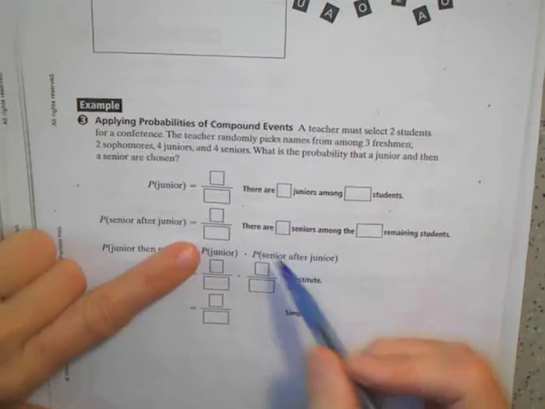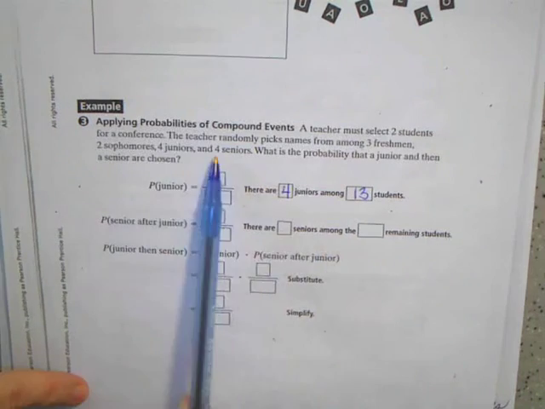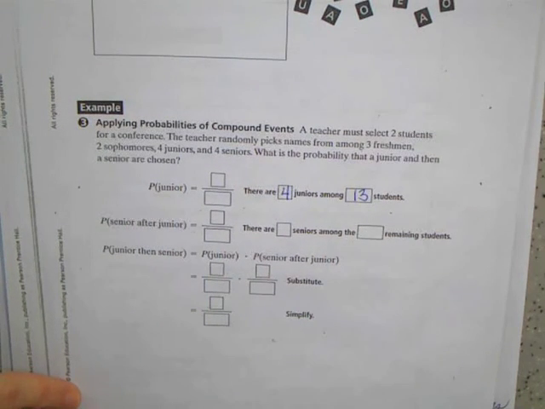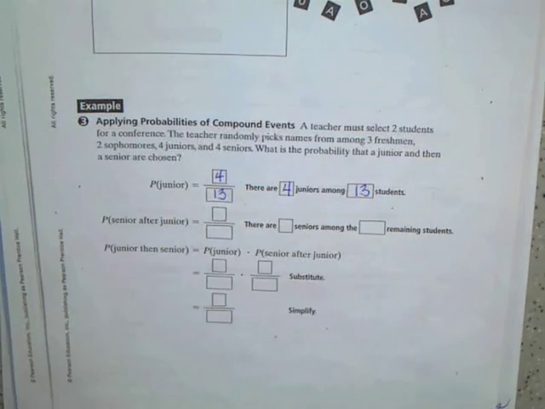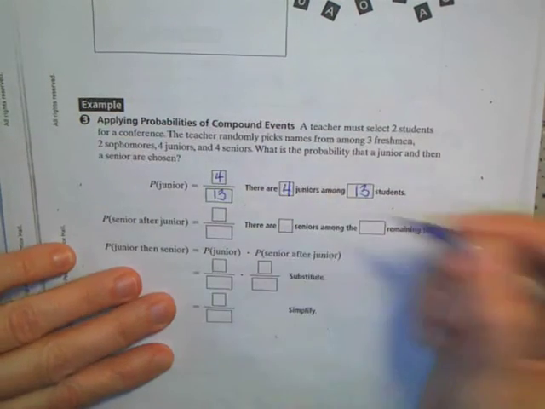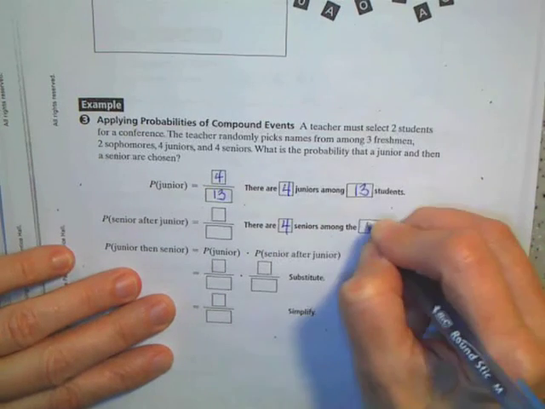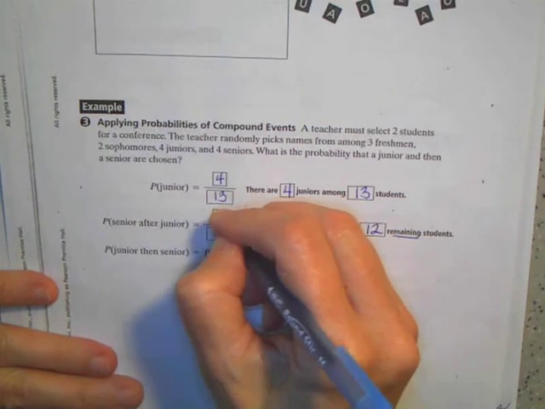Okay, so there are 4 juniors among 13 students. Okay, so you get the 13 by adding 4 and 4 is 8 and 2 is 10 plus 3 is 13. 4 of them are juniors. So the probability of choosing a junior is 4 out of 13. Now the probability of picking a senior after a junior is 4 out of 12 because there are 4 seniors among the 12 remaining students. Because once you pull a kid's name, you're not going to put it back in. It doesn't specifically say that, but think about it. If you've drawn a name out of a hat and they're going to a conference, you can't put that name back in there to draw again. It wouldn't make sense. Okay, so 4 out of 12.